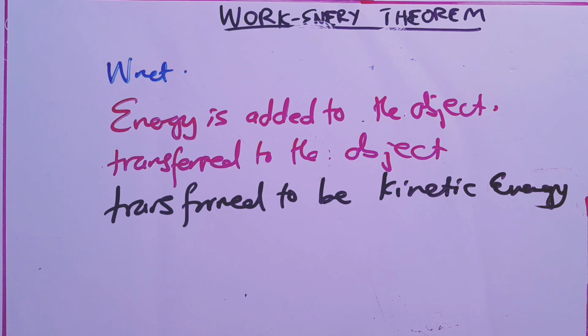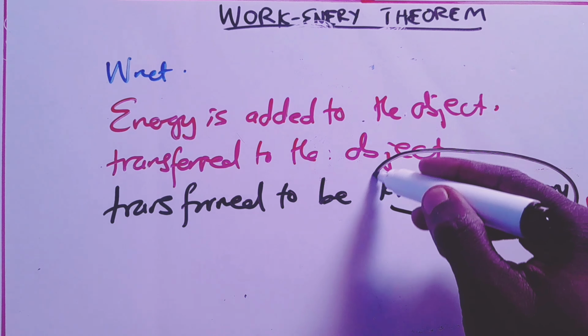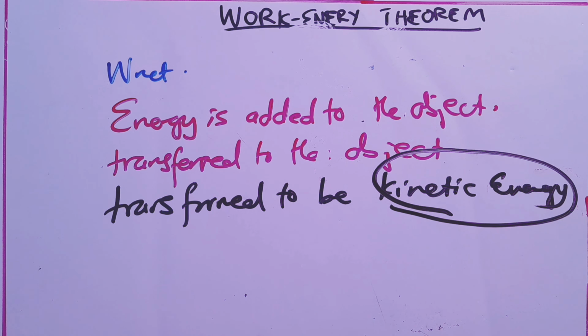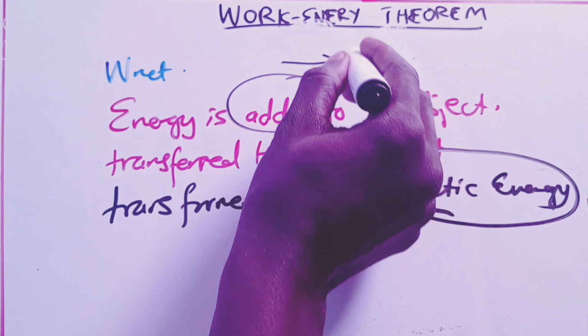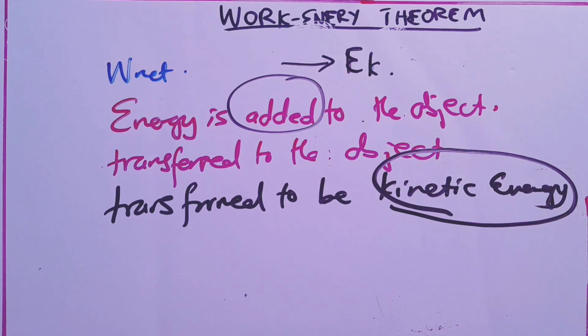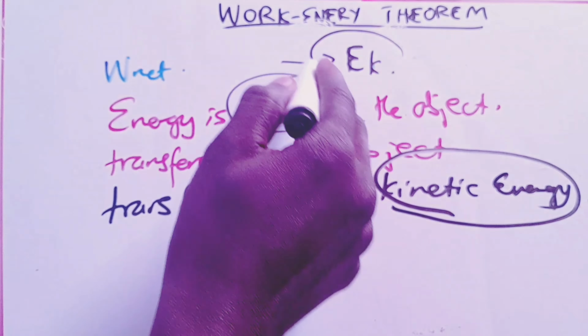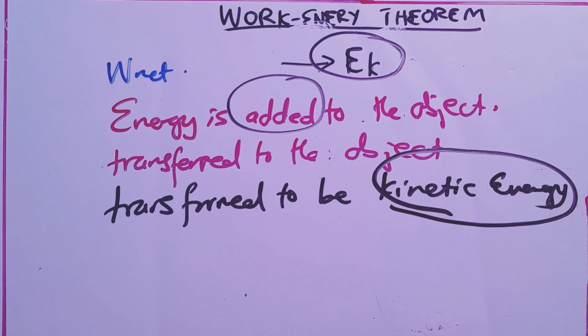So when energy is added to the object, it causes the object to do some work, and the work that it does most of the time is moving, so it is transformed to be kinetic energy. And when we are removing energy from the object, we are actually removing the kinetic energy of the object. So we are going to explore more about this kinetic energy relationship with the energy that is being added to the object, and we call it the work energy theorem.